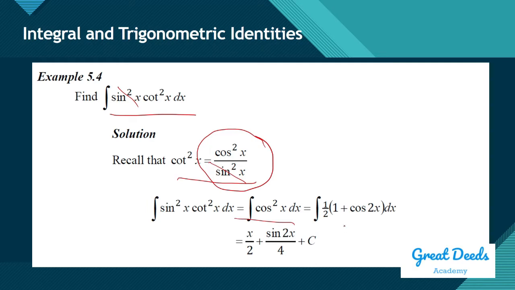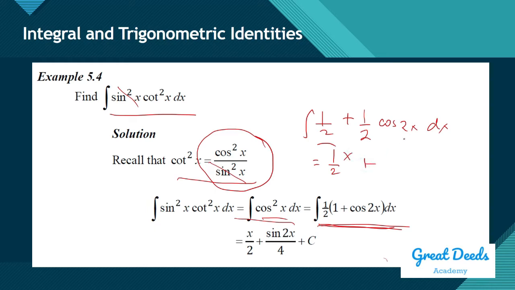Now this is where your power reduction formula will come in. You will replace this by this. And this now is easy to integrate, okay? So we can write it this way. The integral of 1/2 plus 1/2 times cosine of 2x dx. And you know this to be equal to 1/2 x plus 1/2 times 1/2, the reciprocal of the coefficient, that is 1/4. And the antiderivative of your cosine is, of course, your sine function.